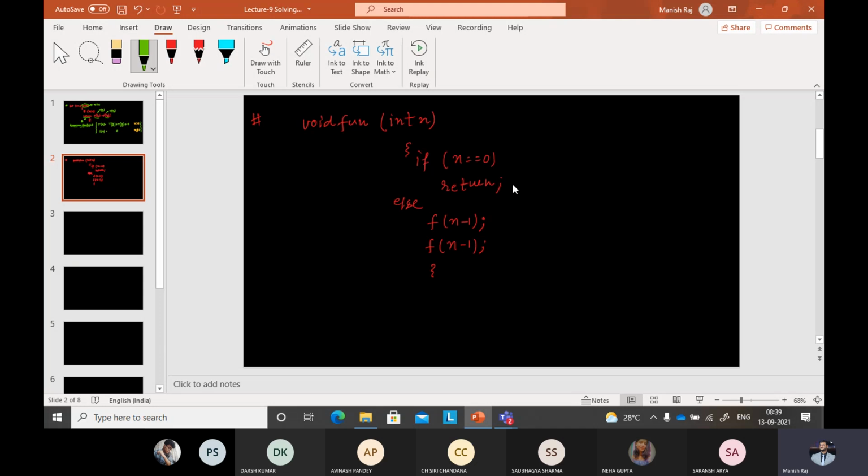Okay, so what will be the recurrence relation for this? Just write down the recurrence relation. In this question, two times I am calling the recursion. Not f, I can write fun, so it will be better for understanding: this is fun and this is fun. Now you can tell me what should be the relation.